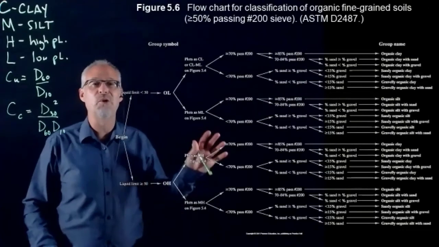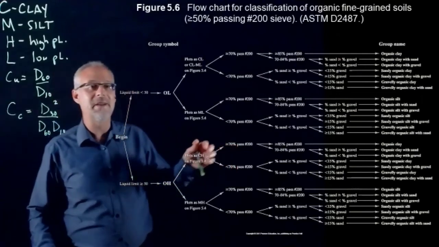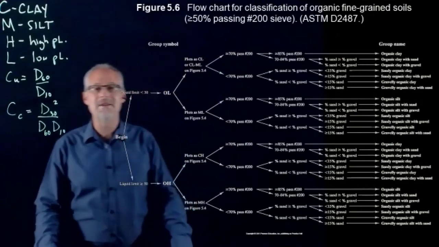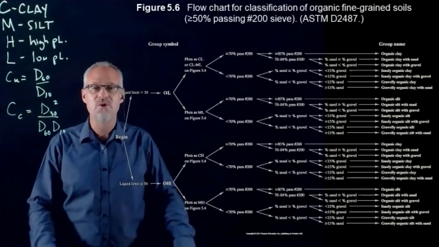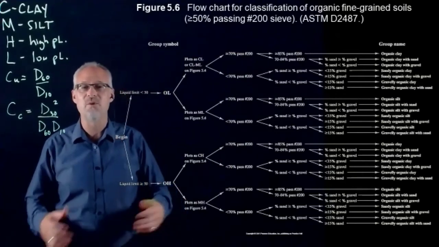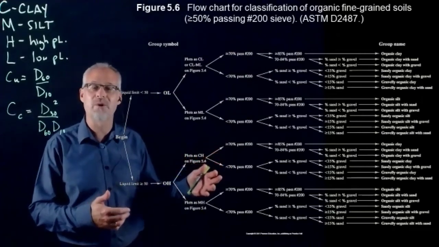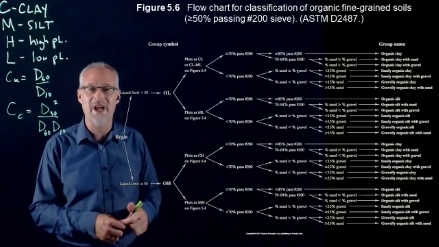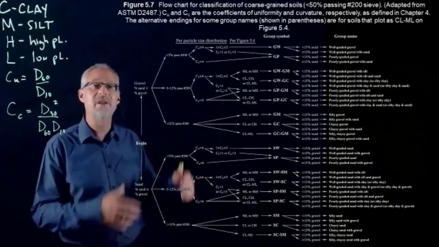This is another flow chart that I want you to ignore, and you might say, well, that's good. That's because this is for organic soils. In my practice in geotechnical engineering, we usually would stay away from organic soils, so they're not really something you want to build with. Just know that it's here. The Unified Soil Classification System does deal with the classification of organics, but we're not going to focus on them. What we are going to focus on is coarse grained soils.